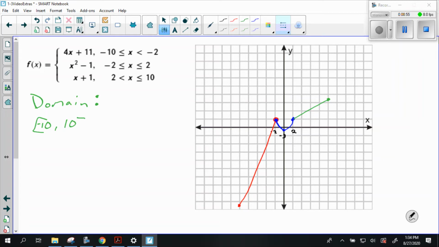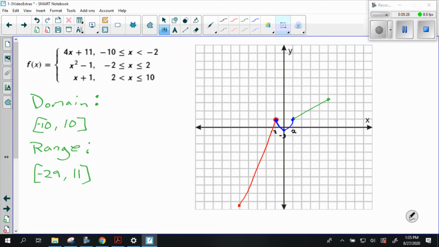How about our range of f of x, our piecewise defined function? Well, it looks like its lowest y value, and it is an included y value, so I'll use a bracket, was -21. Remember that we calculated that. It goes as low as -21. It goes as high as +11 over there on the other side. So there's our domain and range.